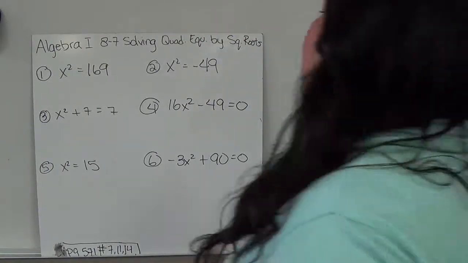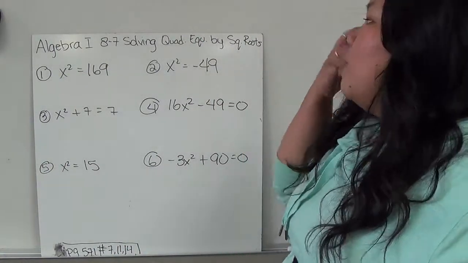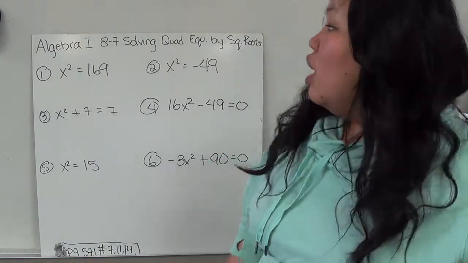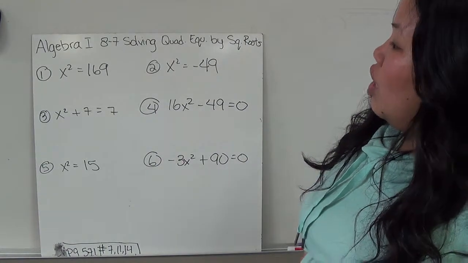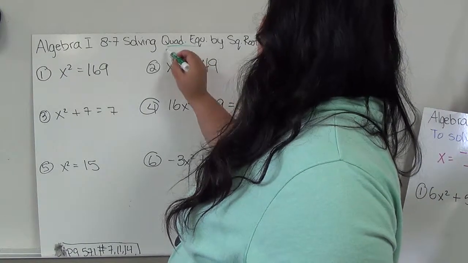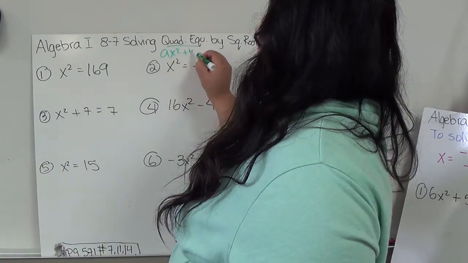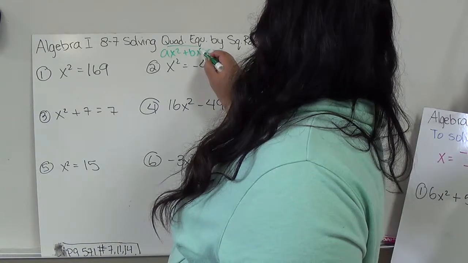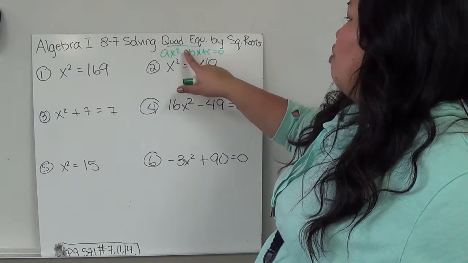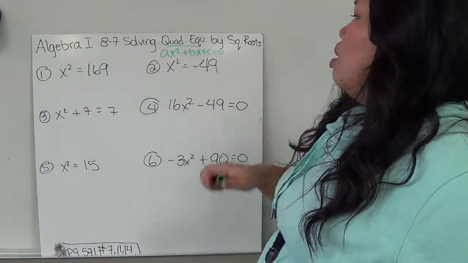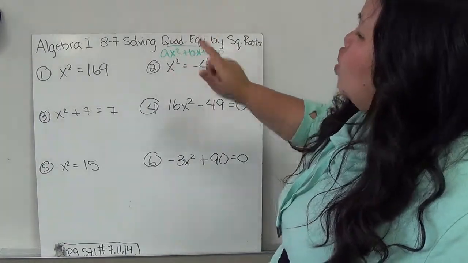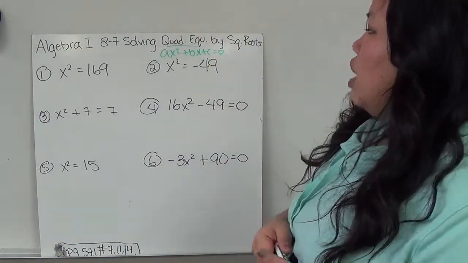In Algebra 1, section 8-7, we're dealing with solving quadratic equations again, but this time we're using square roots. This comes in handy when you're missing your b. If you remember, the quadratic equation is ax squared plus bx plus c equals 0. This comes in handy when you don't have a b, when you end up with an ax squared plus c, because then you can move the c to the other side, divide by a, and square root both sides.